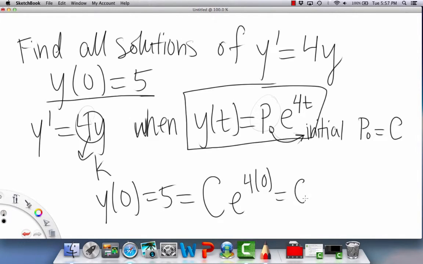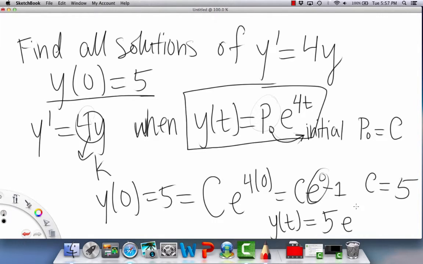So then we get c e to the 0, right? And this e to the 0, that's just going to be 1. Okay, so then we get c equals 5. So then our specific solution is going to be y of t, we just write it generally. So we put in our 5 for c, and then e to the 4t. So that is our final answer for part 2.